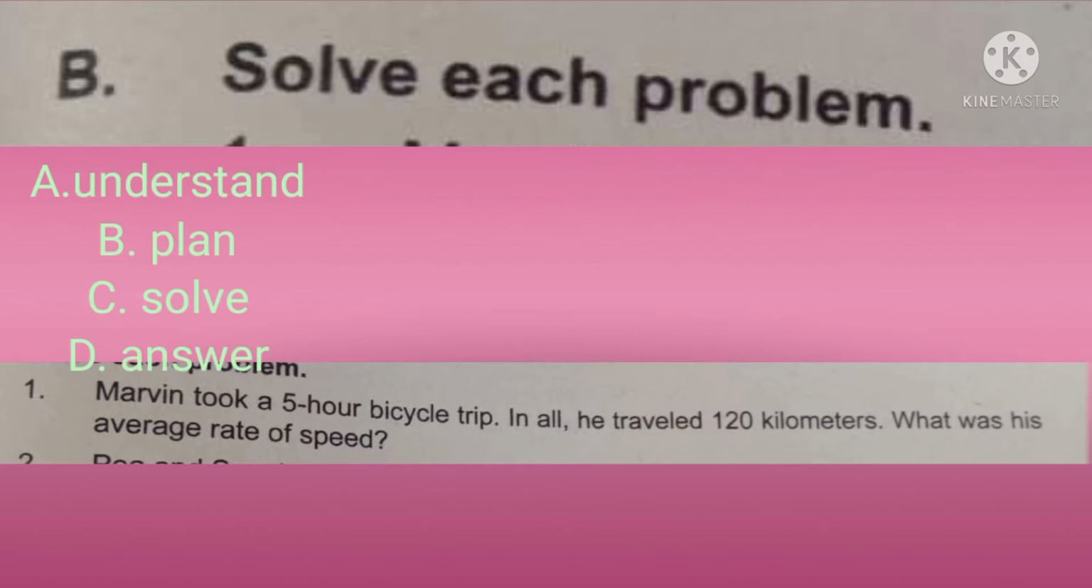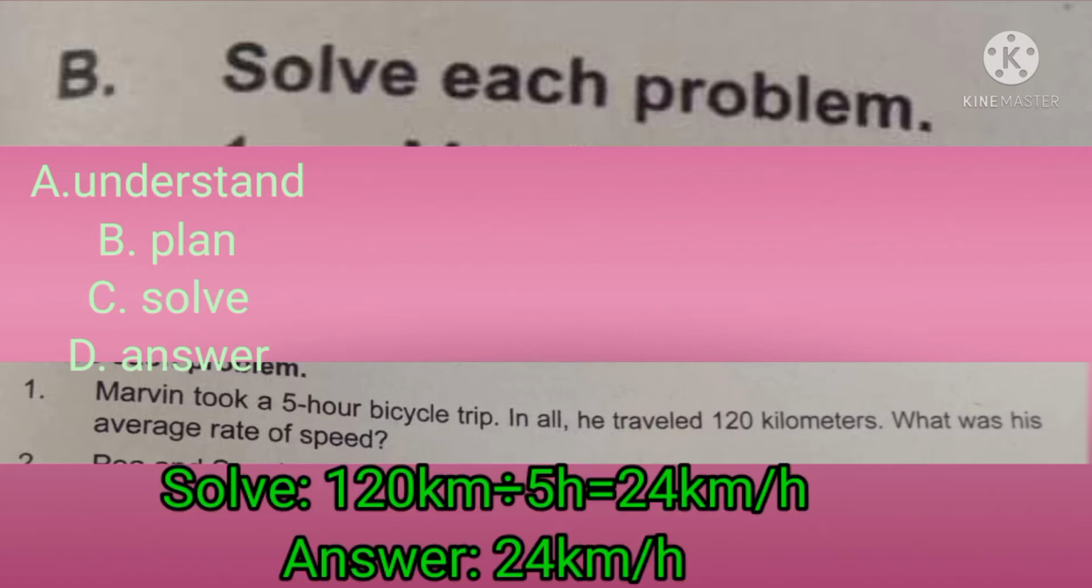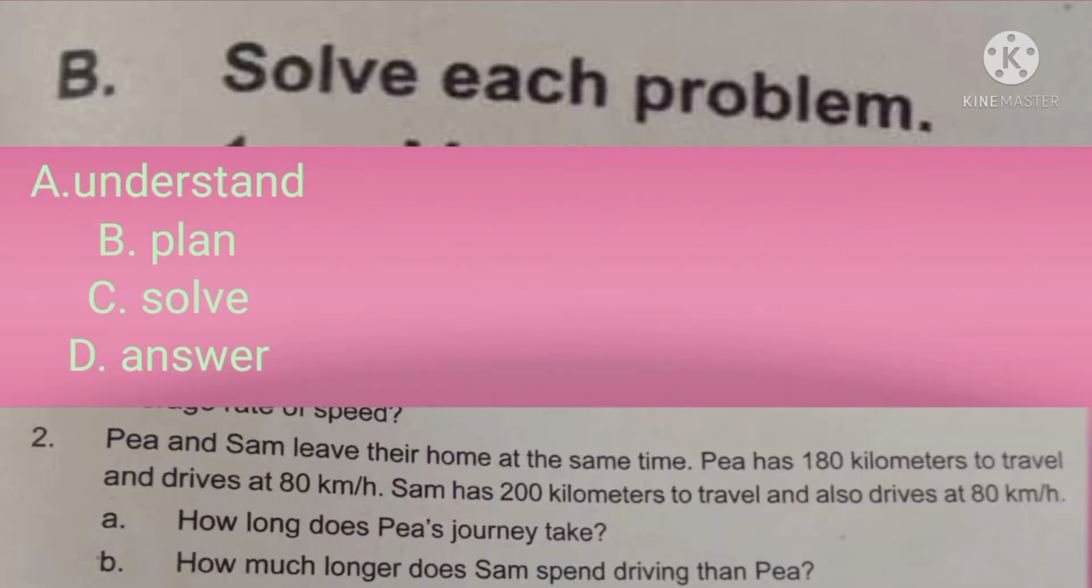Procedure number 2, plan what operation to use is division because the question being asked here is speed. And what is the equation? 120 divided by 5 is equal to n. Step 3, solve. 120 km divided by 5 hours is equal to 24 km per hour. So in step 5, the answer is 24 km per hour. Marvin took an average of 24 km per hour.